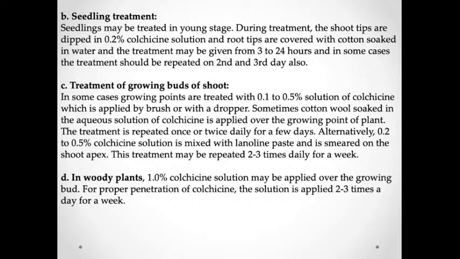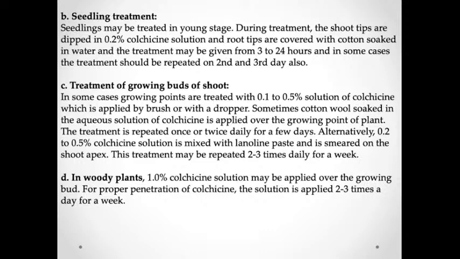Then seedling treatment. Seedlings may be treated at a young stage. During treatment, the shoot tips are dipped in 0.2% colchicine solution and the root tips are covered with cotton soaked in water, and the treatment is given for 3 to 24 hours. In some cases, treatment has to be repeated for a 2nd and 3rd day also.